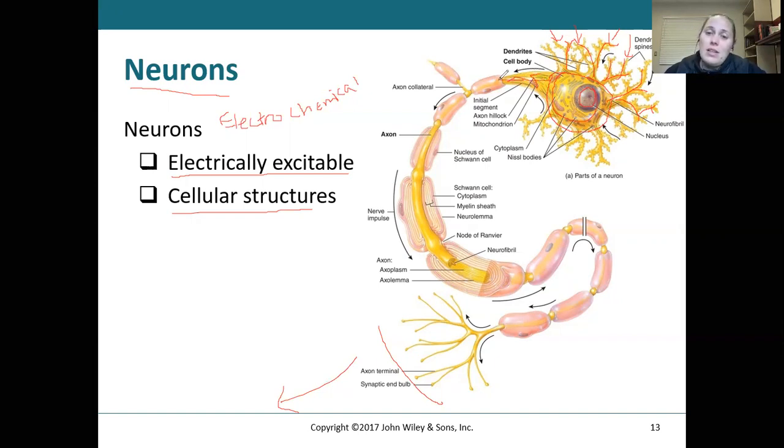If it decides to send a signal, it sends the signal down this part of the neuron called the axon. Now this axon is one long projection extending out of the cell body. And once that signal gets sent, that signal is called an action potential. Once that action potential gets sent down that axon, it's essentially a go processor. That signal is being sent.